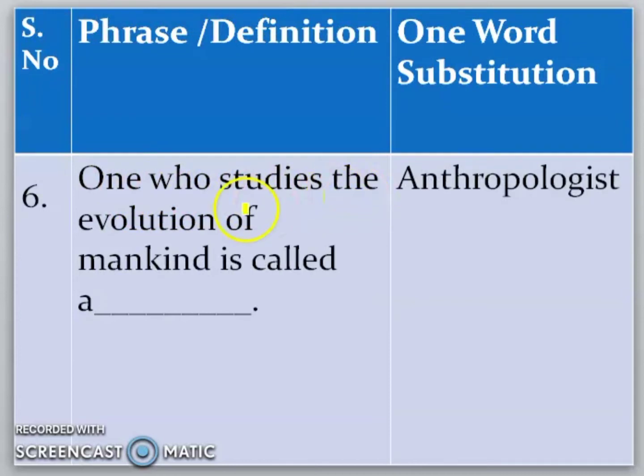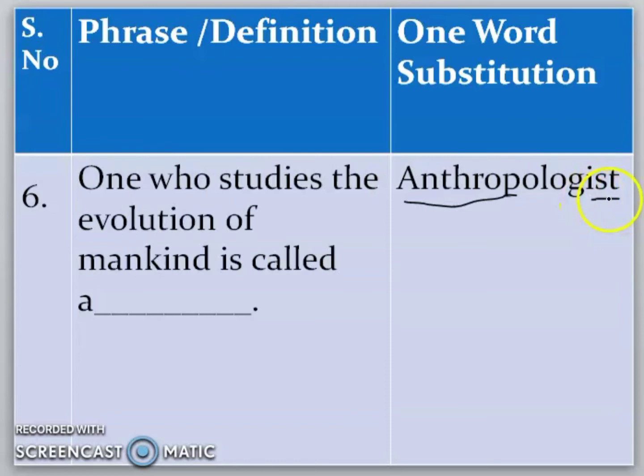One who studies the evolution of mankind is called a dash. So we have mankind, right, and studies, right? So let's use our linguistic knowledge. Let's break this word down into different chunks and see if there is any root, prefix, or suffix in it. I don't see any prefix, and I see a root here, anthropo. Anthropo is related to human beings, right? And I see that there is a suffix, ist.